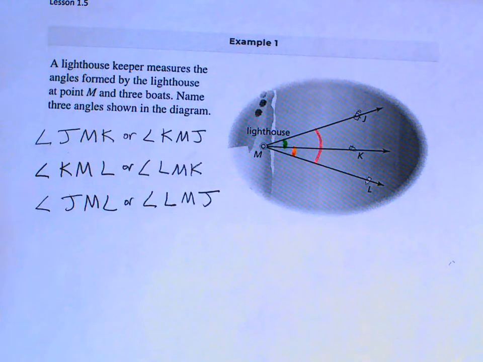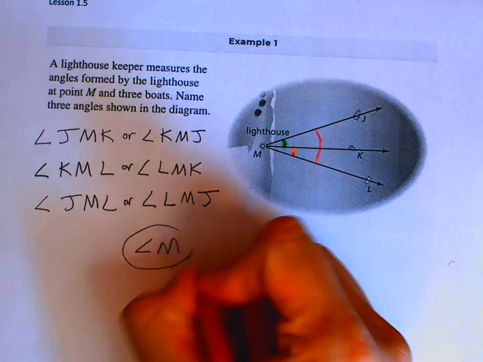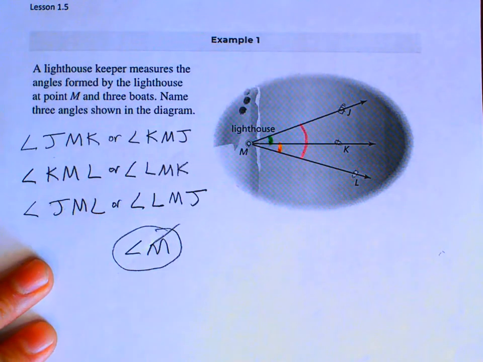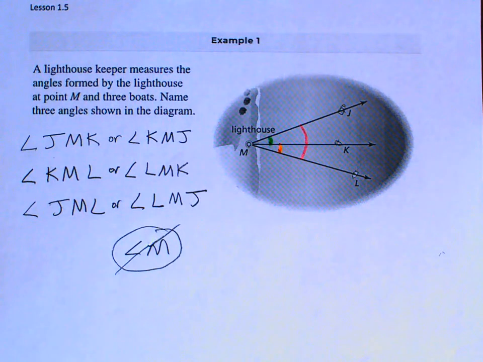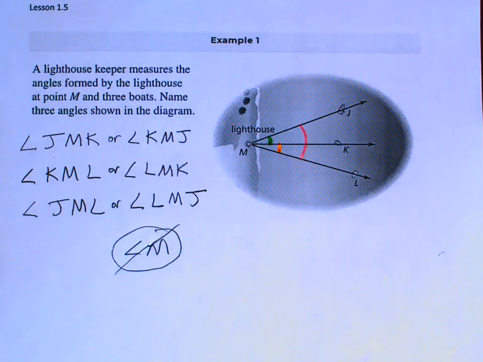Now, how come I cannot call it angle M? I cannot call that angle M because M has 2 different angles coming from it. It has this angle and this angle. And when that happens, you cannot call that angle M. So that's example number 1.